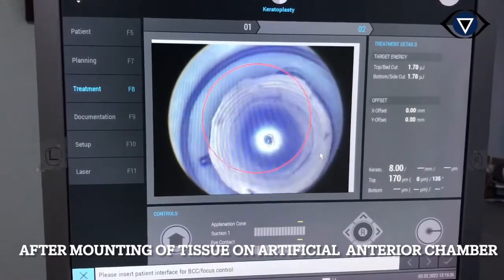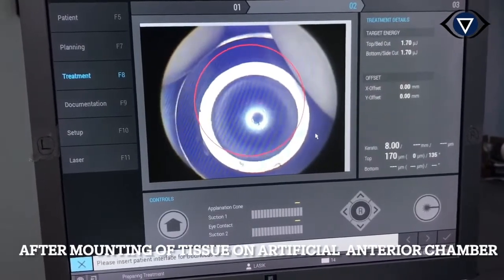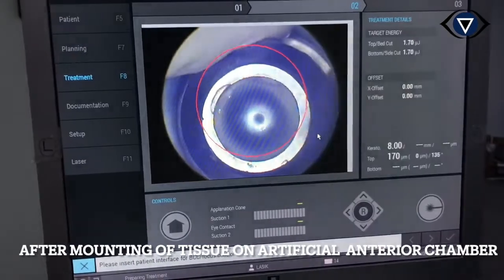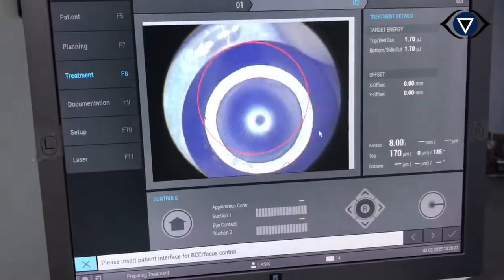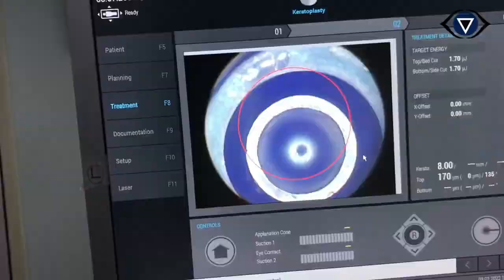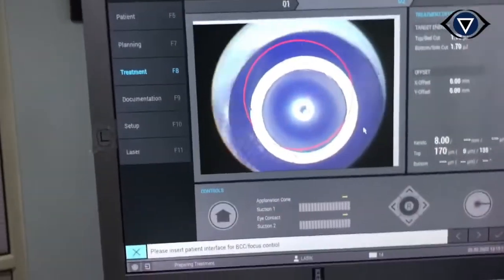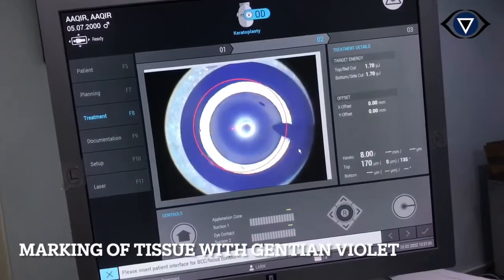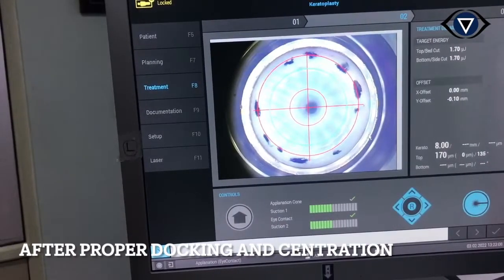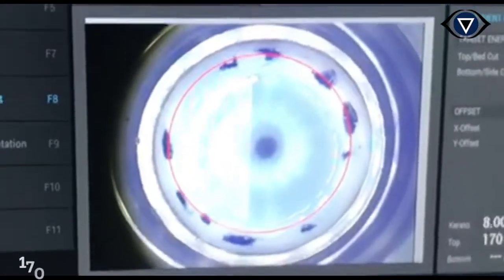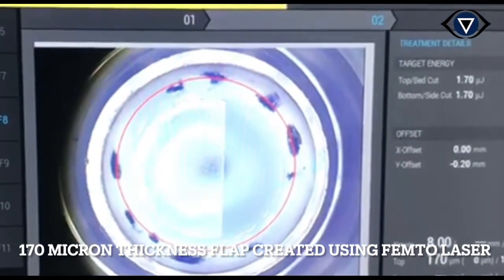First of all, the tissue was carefully mounted on the artificial anterior chamber. The pressure was kept a little on the tighter side. Epithelium was removed with the aid of alcohol, ensuring complete epithelial removal. Then the limbus was marked using gentian violet marker. After proper docking and centration, femtosecond laser was fired, which created a Bowman stromal inlay of 170 micron thickness.